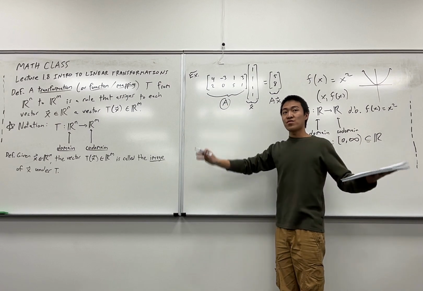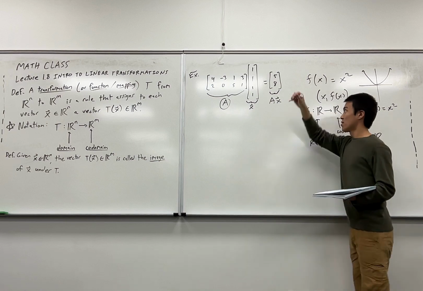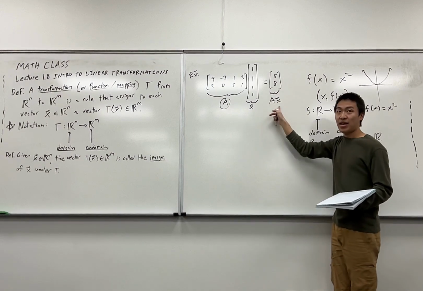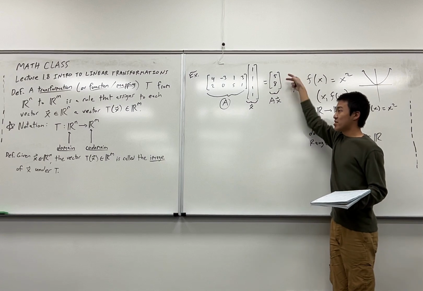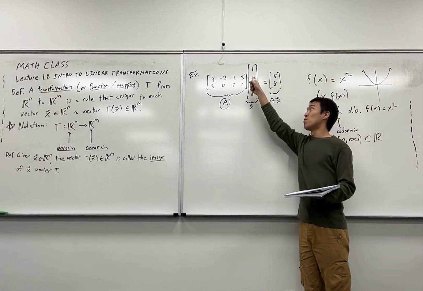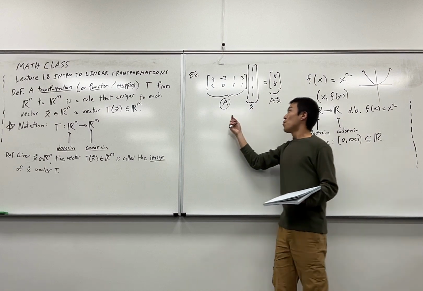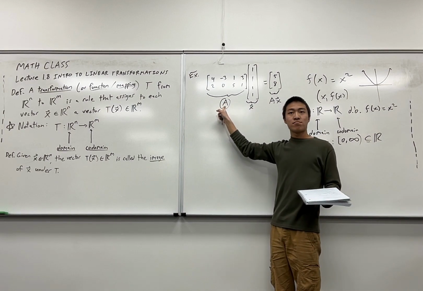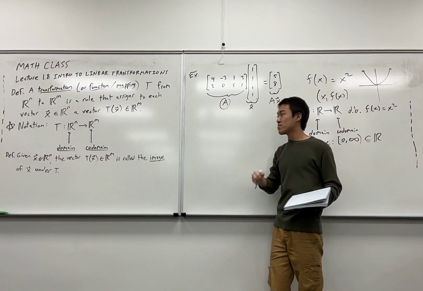Okay, so there's a lot of pieces floating around there, so I'll do that one more time. This output vector here, 5, 8, which we can think of as Ax, this vector is the image of this vector, 1, 1, 1, 1, under the specific transformation that utilizes this matrix A. Does that make sense? Okay.